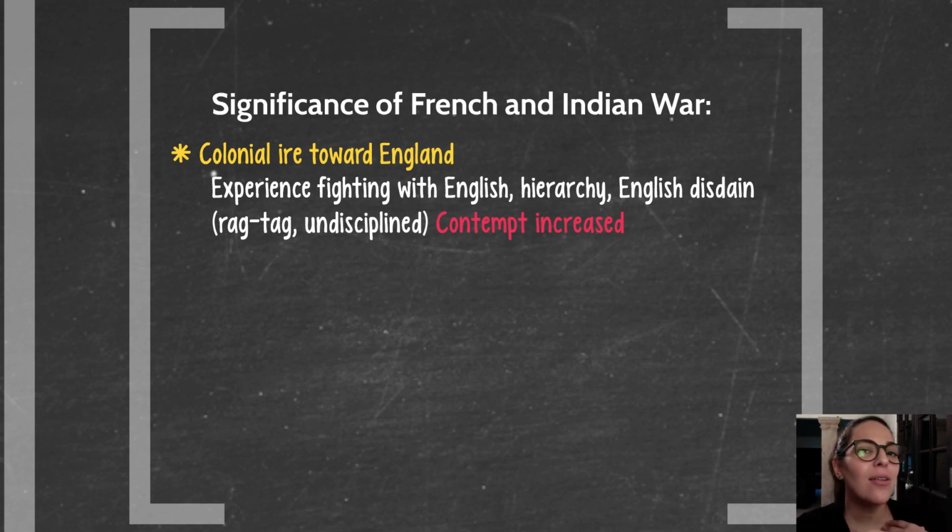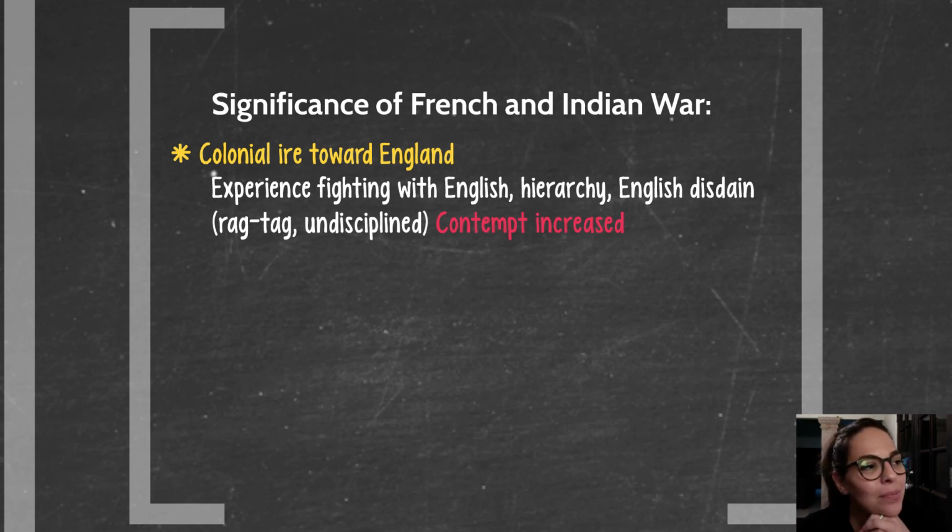They don't like how the English treat them. They feel as though they look down on them. They look at them as, like, country bumpkins. And with good cause, because they look at the colonists and they're undisciplined. They don't follow orders. They don't like being told what to do. Surprise, surprise, right? What America does.